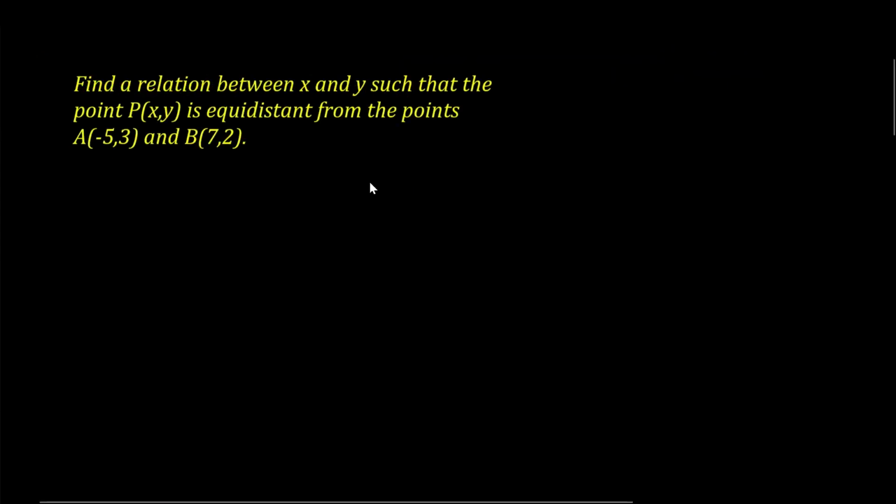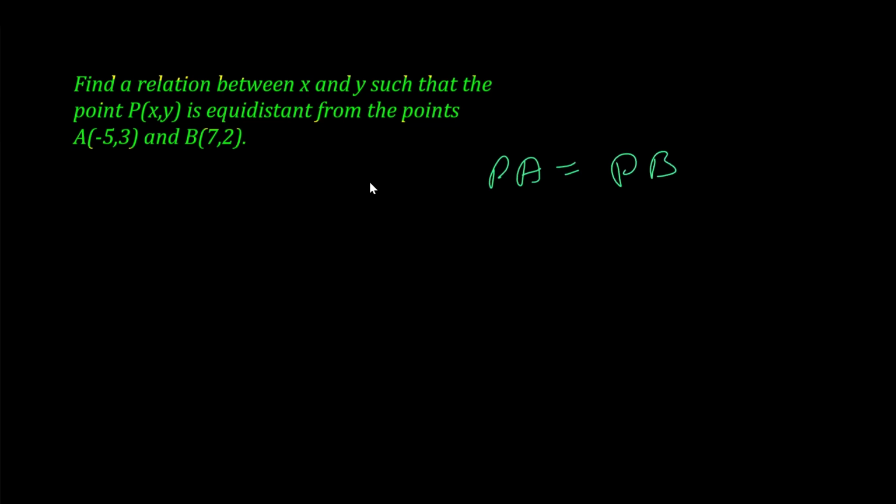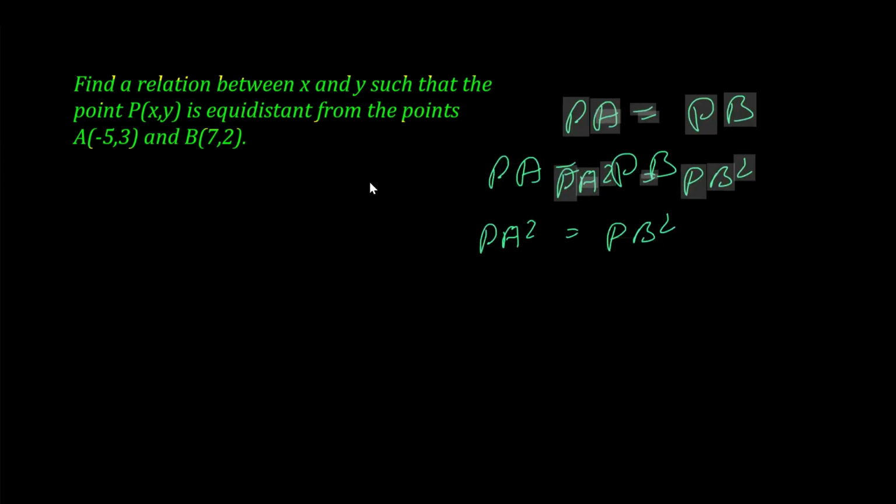What about this part? It says find the relation between x and y. We have to obtain the relation between x and y of a point P, whose coordinates are (x, y) in the ordered pair, which is equidistant from the points A and B. So clearly we are given PA is equal to PB, so we can say that PA square will be equal to PB square. That's the information we have.